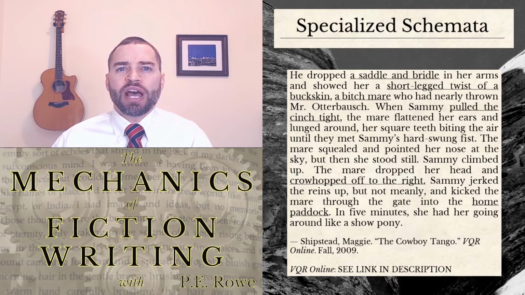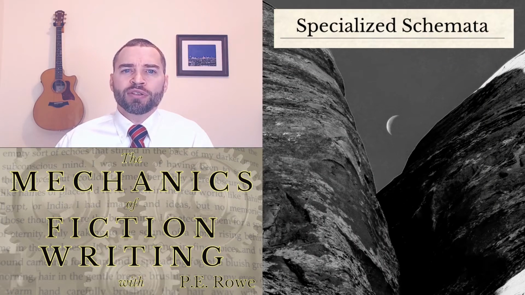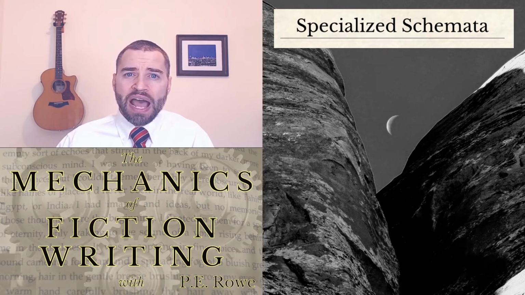There are some places in this passage where the schematic knowledge is a bit more specialized than generic car. Things like a saddle and a bridle, short-legged twist of a buckskin, pulled the cinch tight, crow-hopped off to the right, home paddock. In this case, the setting is a horse ranch, and the schematic knowledge the reader will be calling up from memory is their horse ranch bucket of memories. Imagine you're a reader from Queens or Inglewood. Perhaps you've never seen a horse ranch, much less ridden a horse. Your horse ranch memory bucket is going to be a lot less full than a reader from Montana. You might not know exactly what a cinch, a bridle, or a home paddock is.